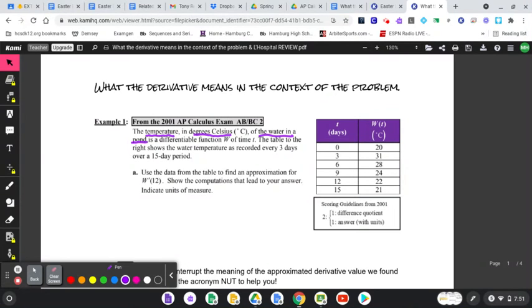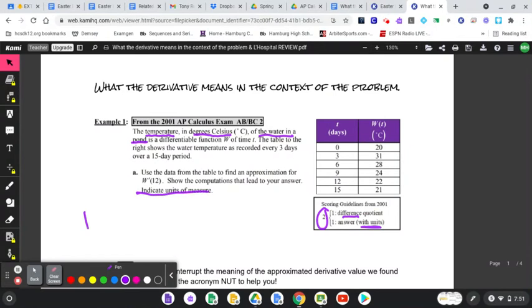So you can see that this was a 2-point question, one for your work and one for your answer with the units. Okay, so if you missed the units, you lost 50% of that part of the question. So it's really important that you underline and highlight as you're going through this exam.